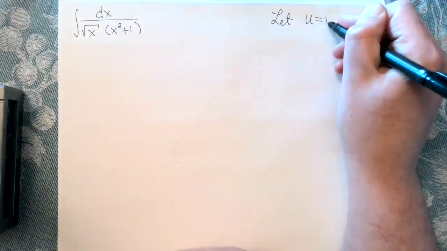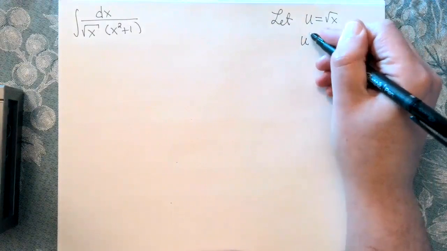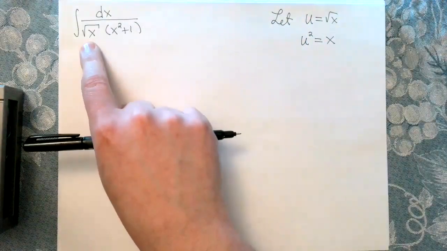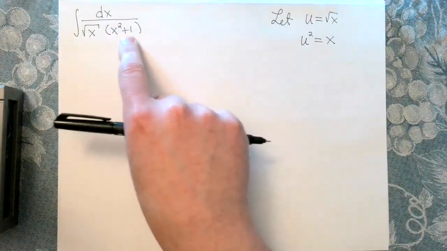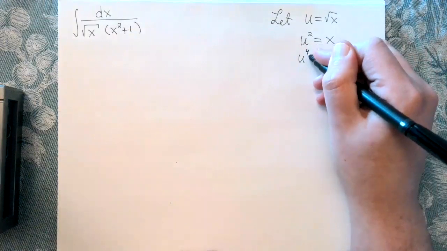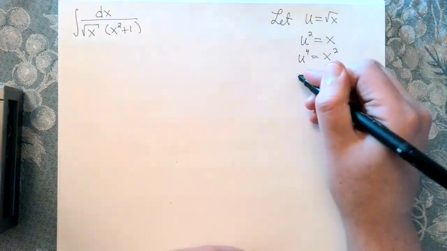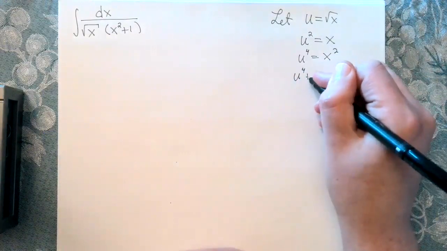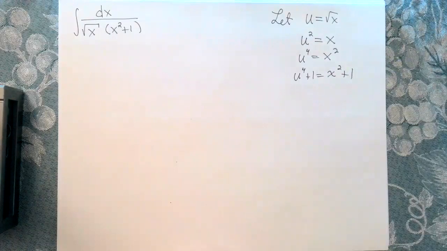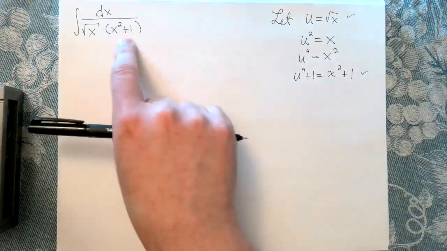We're going to let u equal the square root of x. And so that means that u squared is equal to x. Okay, so I'm happy about that. Let's try to write this in terms of u. So let's square both sides. And then it looks like we should add 1. Okay, so I'm happy about this, because I can replace both of these.